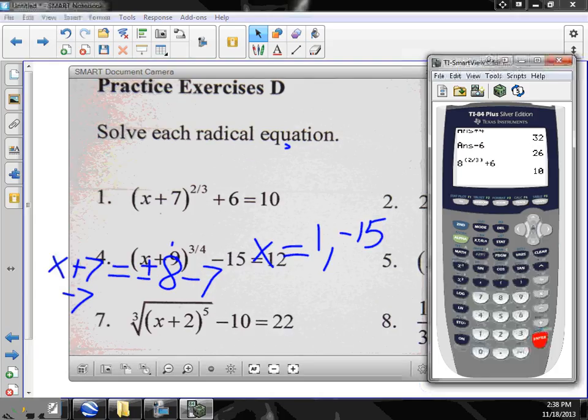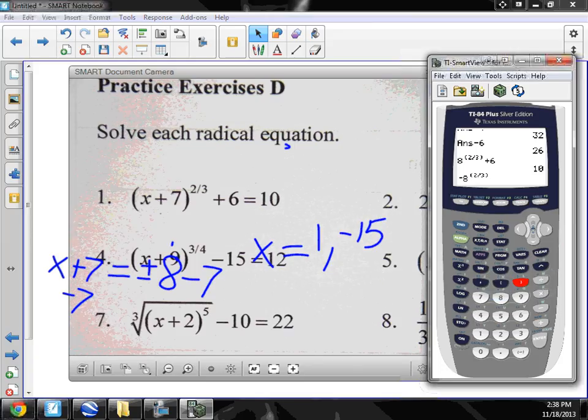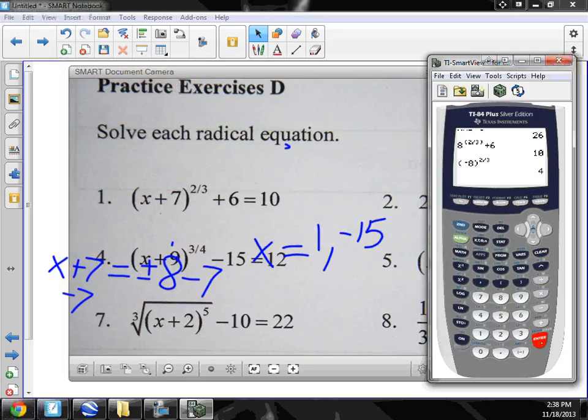Now for the other one, negative 15 plus 7 is negative 8. So negative 8 raised to the 2/3. Oh, shoot. It's got to be parenthesis negative 8, raised to the 2/3. And then I add 6 to it. They both work.